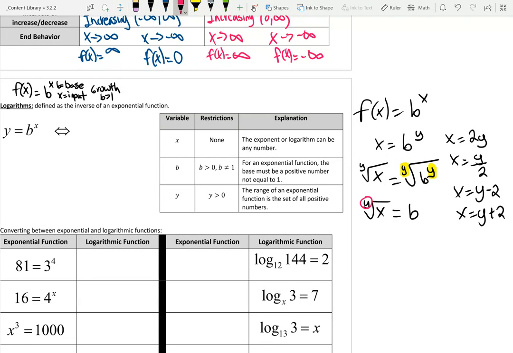Right now, y is in this weird spot. It's the index. And something else that's weird is that my input and my output are on the same side. I need to get y by itself. So essentially what I'm missing right now is the inverse of an exponent. We're going to have to invent a new inverse.